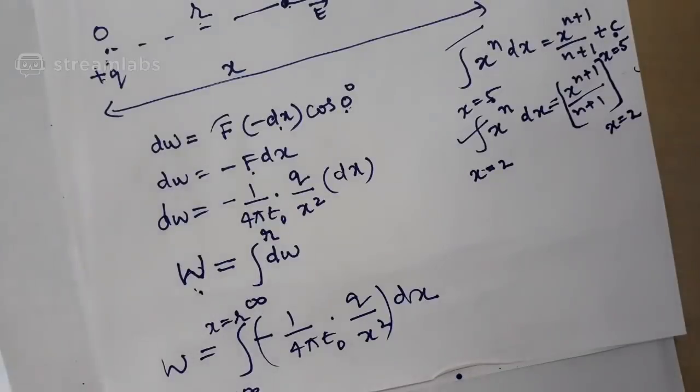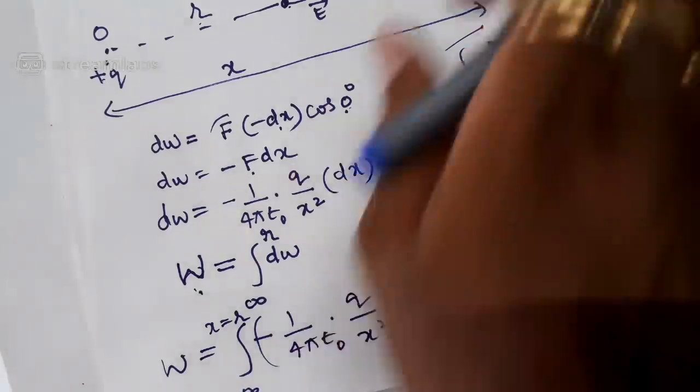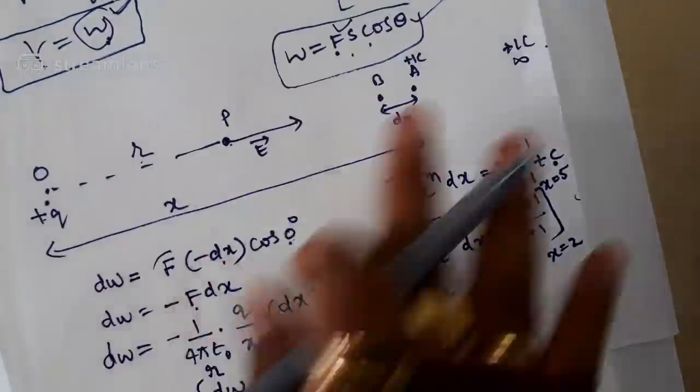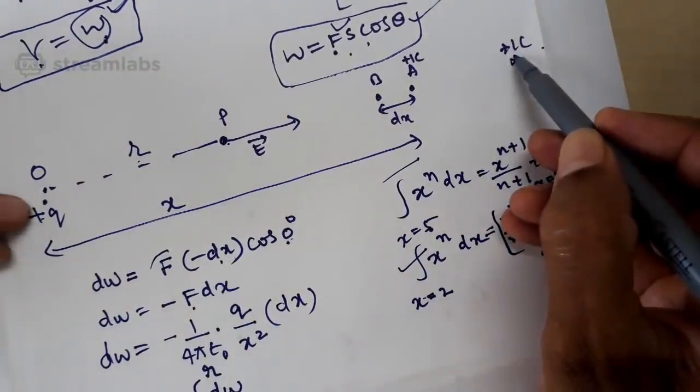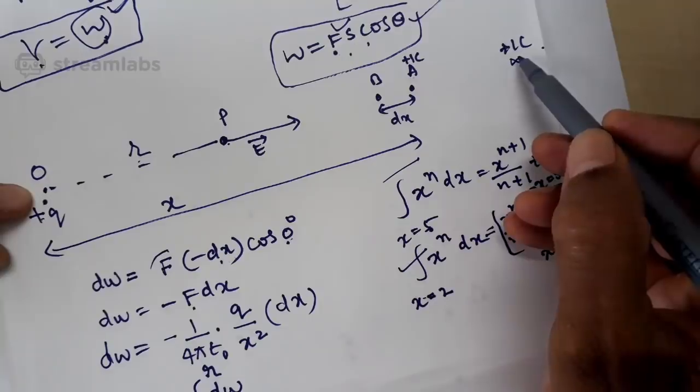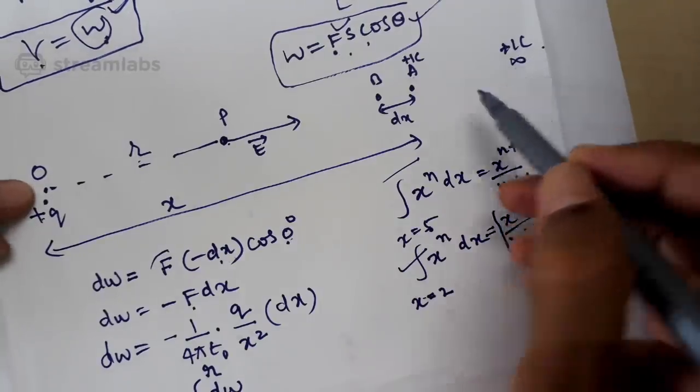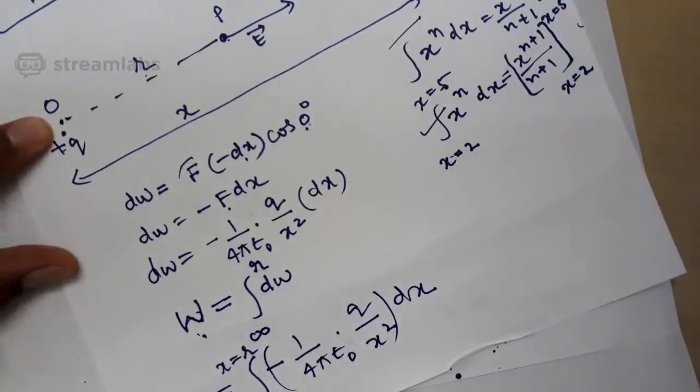What is W actually representing? It is the amount of work done in moving a unit positive charge from infinity to a point P against the electric field. That means in the beginning the +1 coulomb charge is at what distance from a plus q charge? In the beginning the +1 coulomb charge is at infinite distance from a plus q charge.